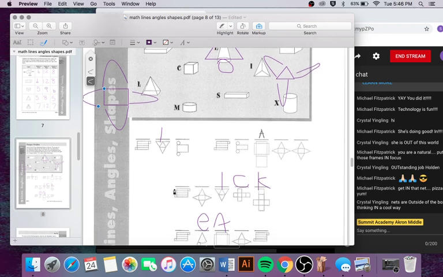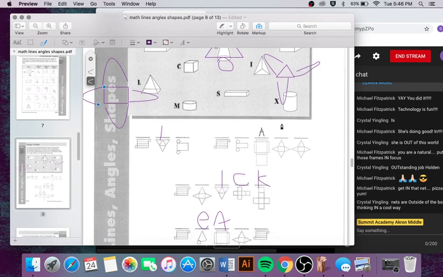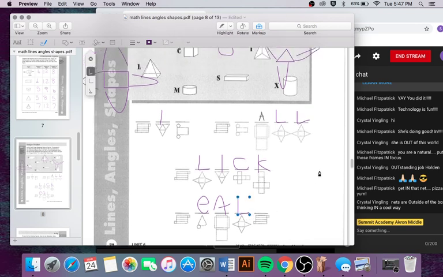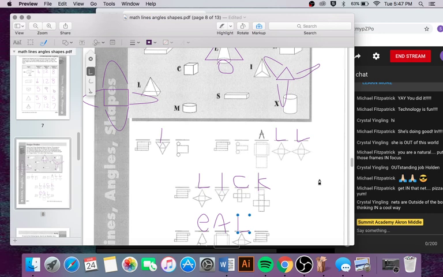So if we go down here, there's two of them beside each other right here. There's another one. And here is another one. Okay. Back up to the top.